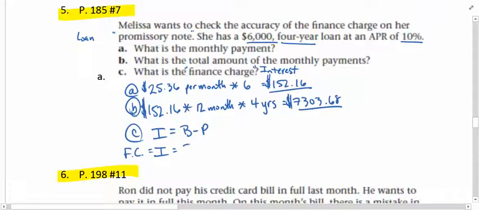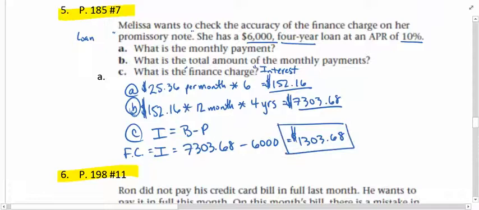equal to the balance of 7303.68 minus 6,000, and it looks like her finance charge is a total of $1,303.68. So she's paying that much extra because she was unable to save and pay cash for whatever she tried purchasing or whatever she needed to purchase.